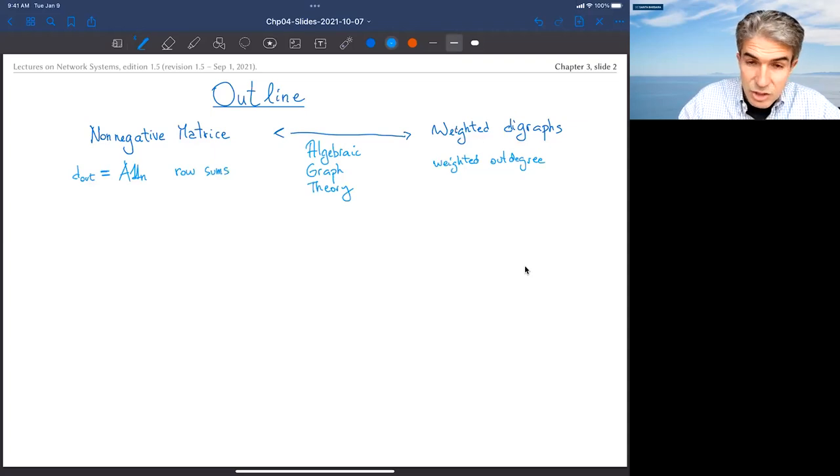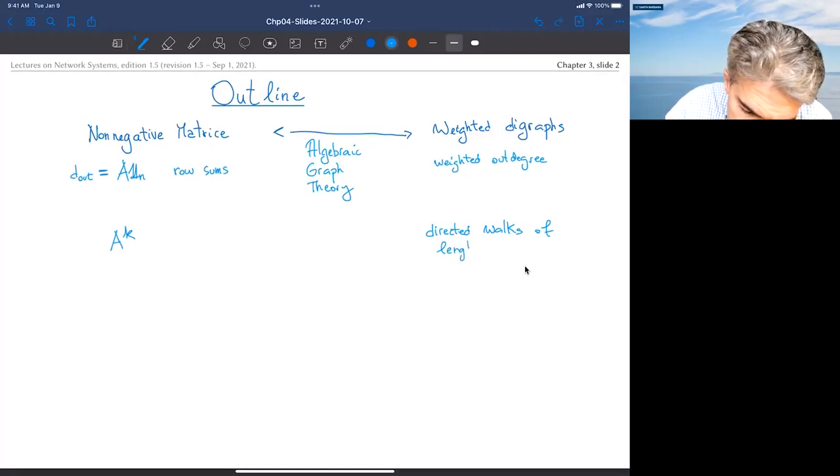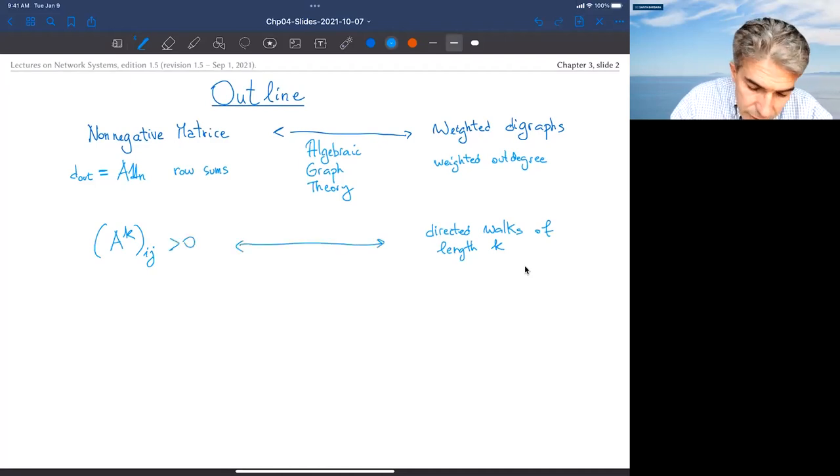One way of understanding many of the results in algebraic graph theory is to start from a very, very simple lemma, a very, very simple relationship, which will tell you something about the relationship between the matrix powers of A, so A is the non-negative matrix, and I take multiple powers, and the existence of directed walks of length k. So there will be a very natural way of relating the powers of a matrix with the collection of walks that exist on your graph. And more specifically, if I were to take the ijth entry of the matrix raised to the power of k, then this entry is positive if and only if there exists a directed walk, one at least, of length k from i to j.